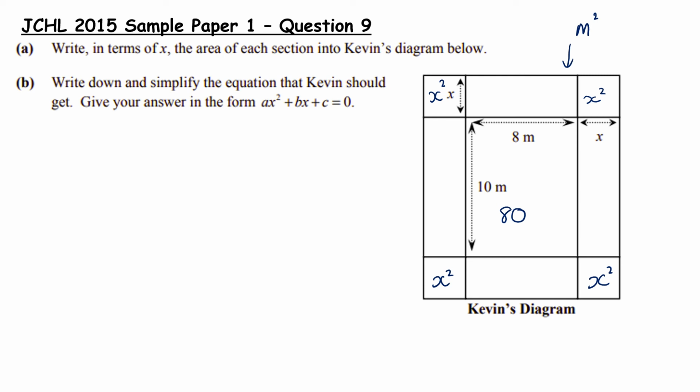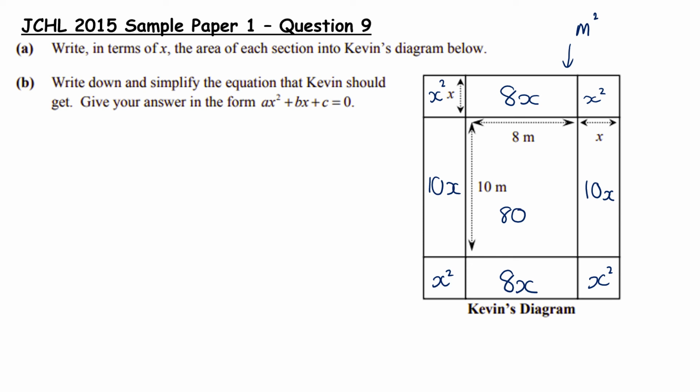So my top rectangle here is x by 8, so it's 8x, and it'll be mirrored down below here. And these last 2 rectangles are going to be 10 by x, so that's 10x and 10x. So now we have written in terms of x the area of each section.